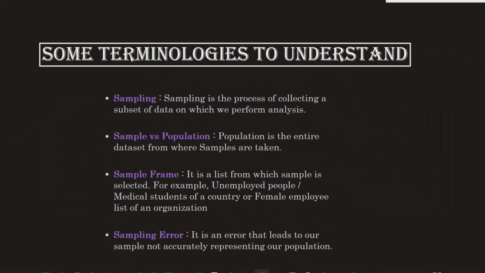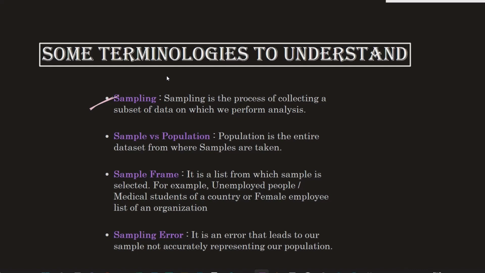So let's get started by understanding the frequently used terminologies within the field of statistics. First, let's start with sampling. By definition, sampling is the process of collecting a subset of data on which we want to perform analysis. For example, if I ask you to gather the data for all the students in a school, then you might have to collect the data for all the students starting from class 1 to class 12.